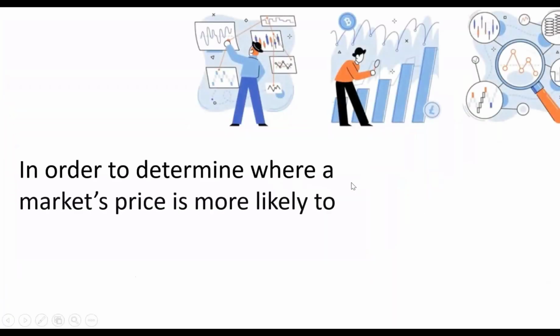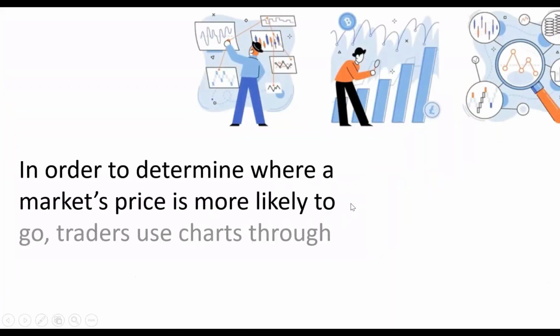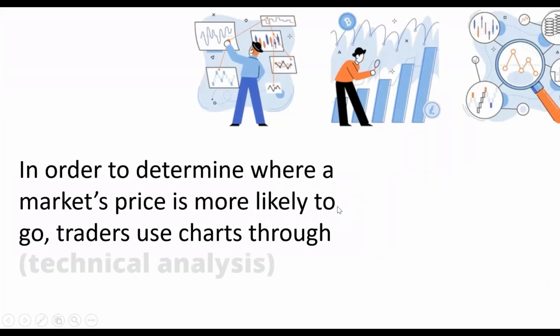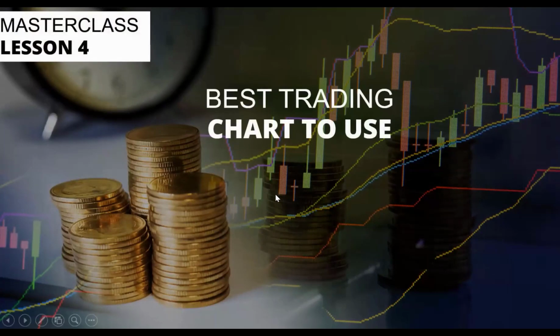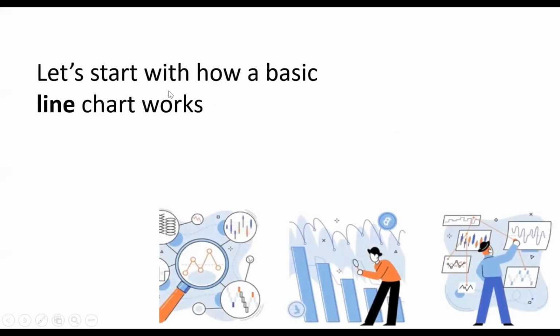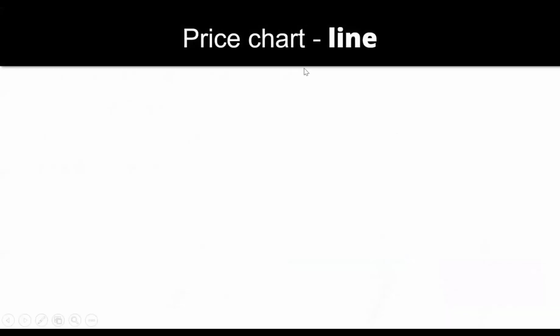In order to determine where a market's price is more likely to go, traders use charts through technical analysis. Masterclass lesson 4, the best trading chart to use. Let's start with how a basic line chart works and then head over to candlesticks.